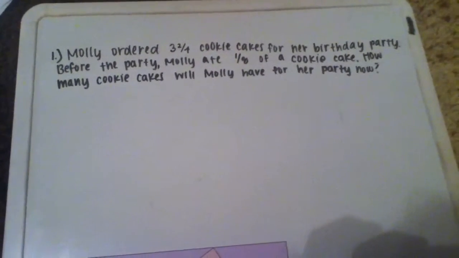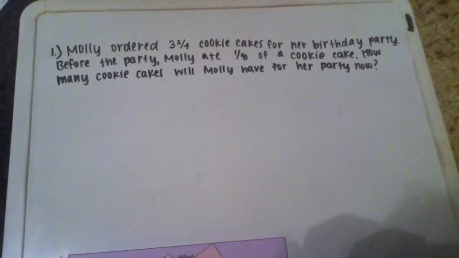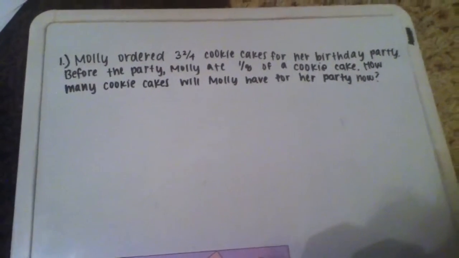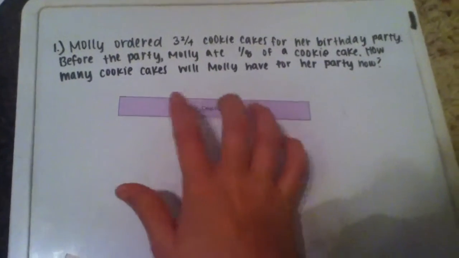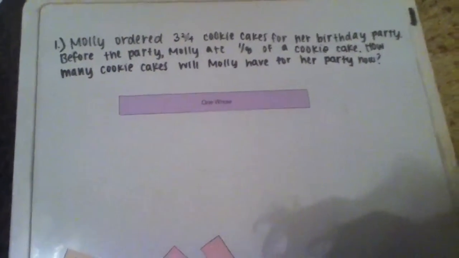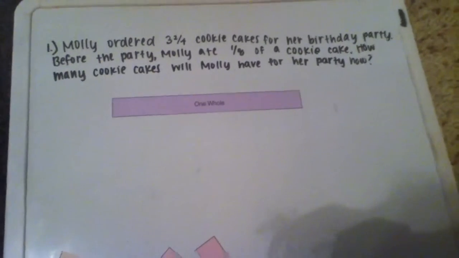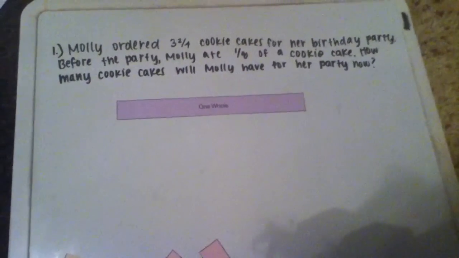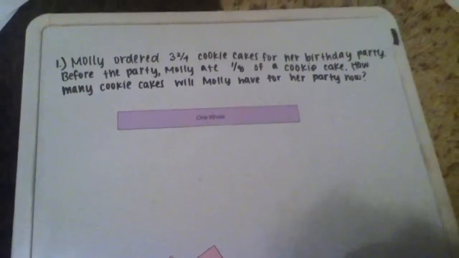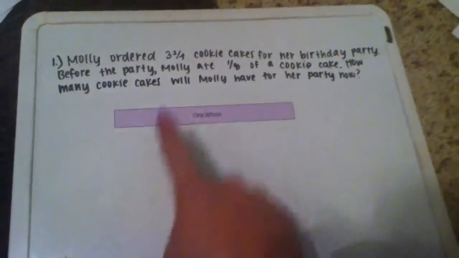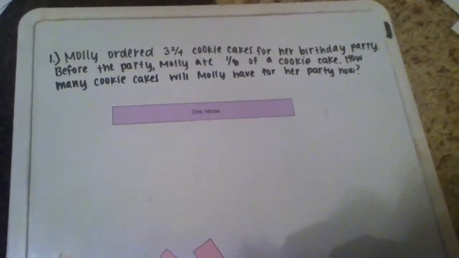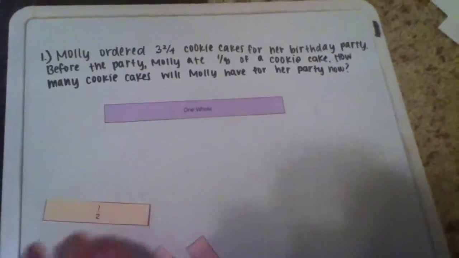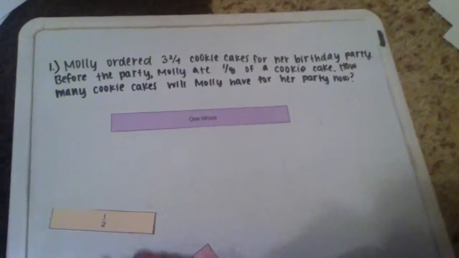The first model we're going to be working with is this set model, and to do this we're going to be using strip diagrams. The first thing we need to address is what the whole is. You can see that this fraction strip represents one whole. We know that so far Molly ordered 3 2/4 cookie cake for her birthday party. But first, we don't know what the 2/4 represents or what the 1/8 represents. And so next we're going to find out what that would look like compared to the whole.